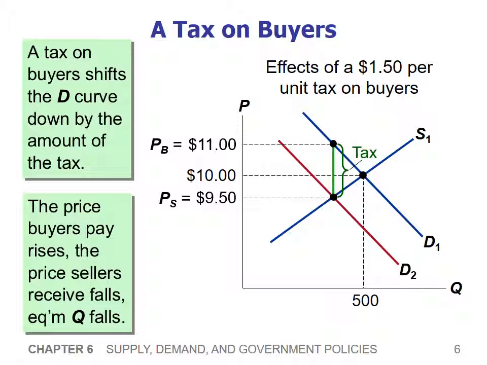Now let's see what happens to the actual price which buyers pay and that sellers get. As a result of this decrease in demand, the new equilibrium quantity now falls to 430 units of pizza. At this quantity, buyers will pay $11 per pizza and sellers get $9.50 per pizza.